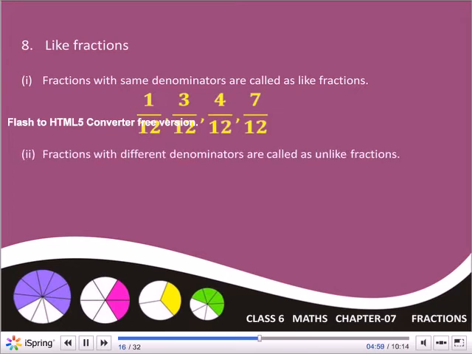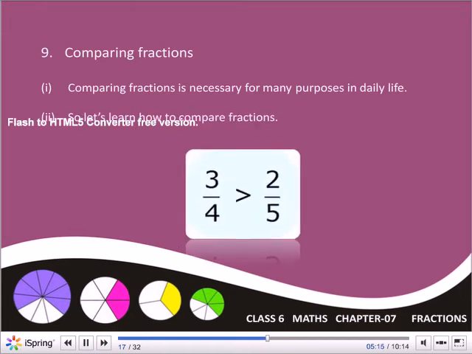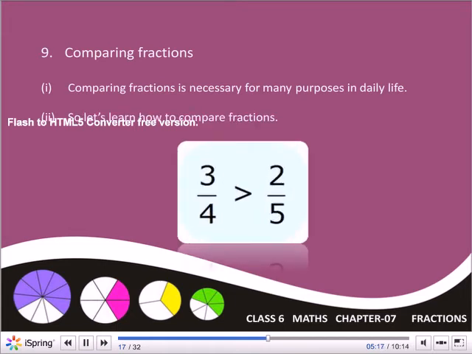Fractions with different denominators are called unlike fractions. Examples are 1/2, 3/11, 4/9, 7/13, etc. Comparing fractions. Comparing fractions is necessary for many purposes in daily life. So let's learn how to compare fractions.